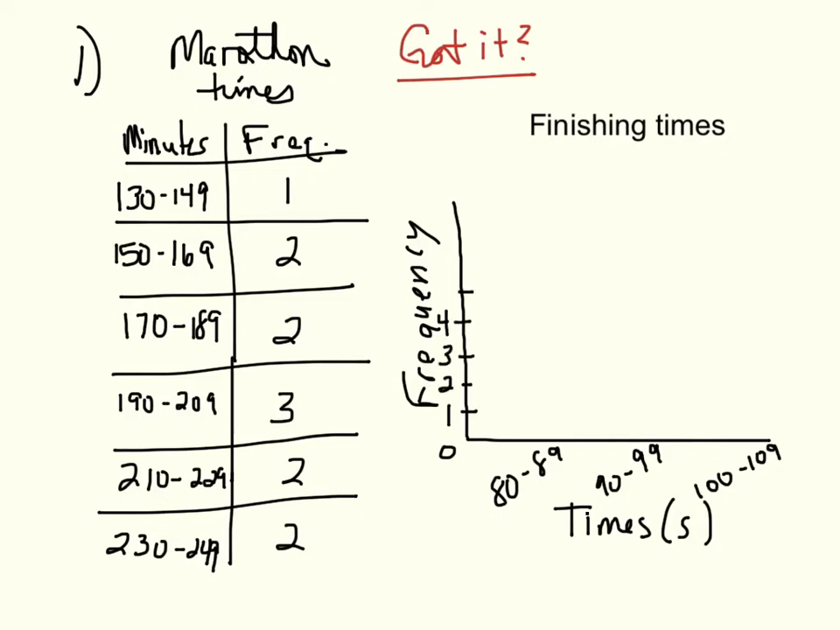Well, it looks like 6. And notice one thing here. I went from 80 to 89, 90 to 99, 100 to 109. I could draw my little break here because I didn't start with 0 to 9, 10 to 19. So 80 to 89 would go up to 6.